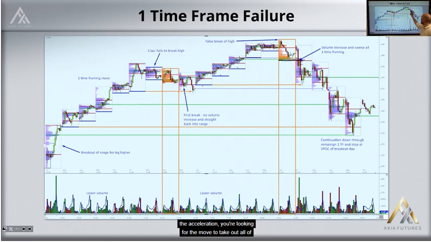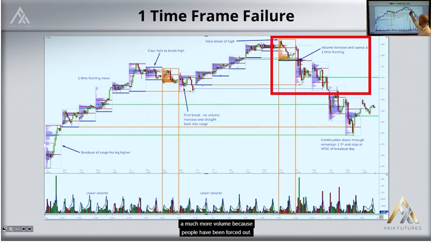You're looking for the move to take out all of these lows, and on each low, you're looking for a further acceleration. So you've got a really clear target for this trade. You've got a clear expectation of a move increasing in pace as it goes, as it stops people out all the way down. And you're expecting this to come in with much more volume because people are being forced out. It's much more of an active move.